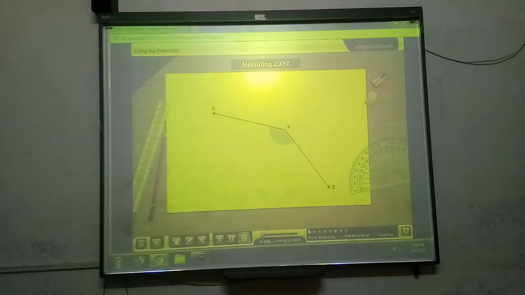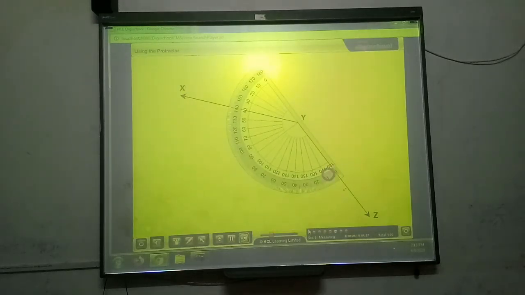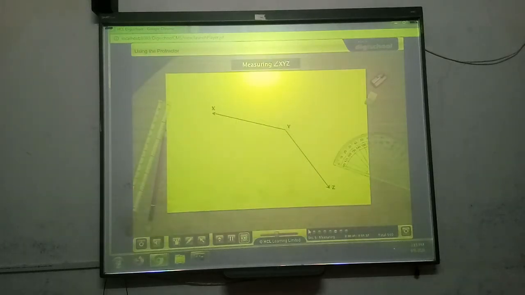Now let us find angle XYZ. Place the center mark of the protractor at the vertex of the angle represented by point Y. The zero edge must be in line with YZ. As this angle opens to the left side, we use the top row. Start to read from 0 of the top row markings. Read the number in the top row where the arm YX meets the protractor. It shows 140. So, the angle XYZ is 140 degrees.